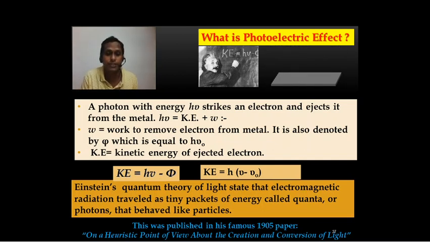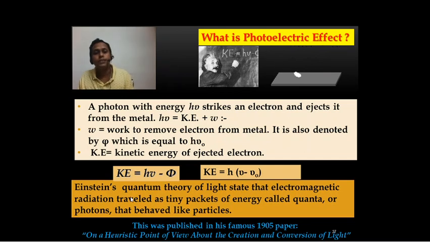Okay, so from this equation we can write, kinetic energy of the ejected electrons is equal to h nu minus work function, or h nu minus phi, or in simple words we can say kinetic energy is equal to h into nu minus nu 0.